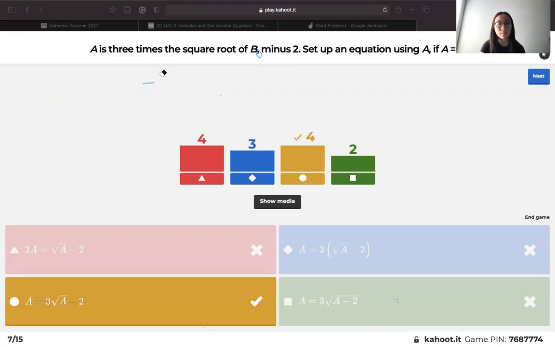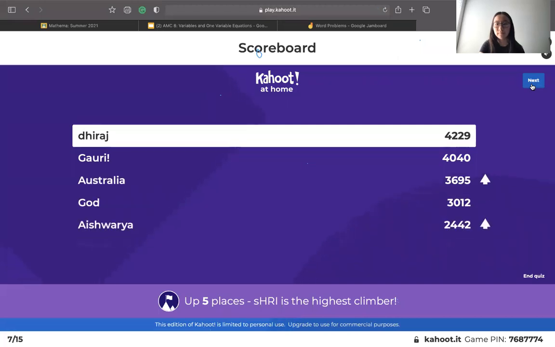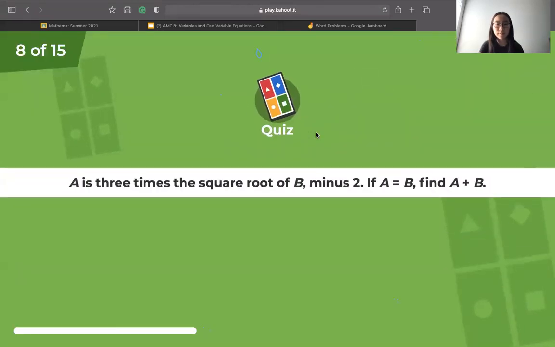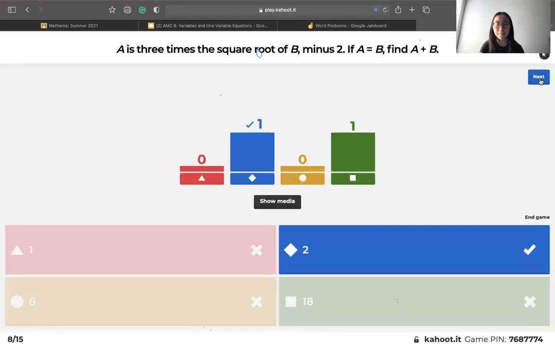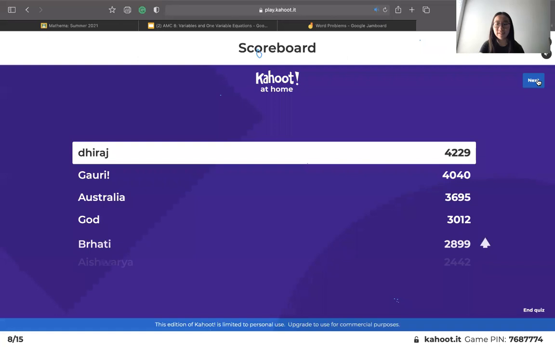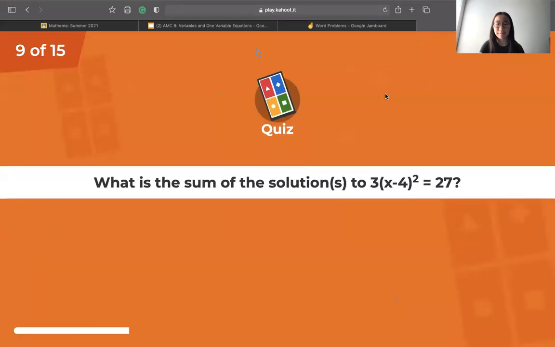Can we skip these? Well, should we? Let's see. I guess we can skip ones that have either 2 variables or look really complicated. All right, so let's look at this one. A is 3 times. Should we skip? I'll just skip this one. That seems weird. Yeah, I feel like the whole thing will be like this now. Honestly, same. But we do have another Kahoot that might be better.